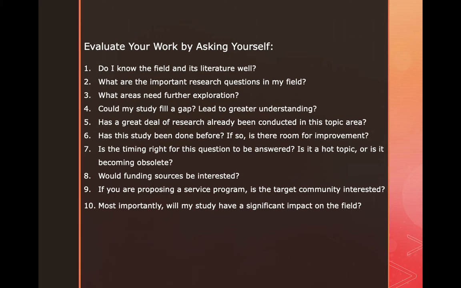And is the timing right for this question to be answered? Is it a hot topic? Is it current? Is it becoming obsolete? Look at those sorts of things. And would funding sources be interested? So you might even apply for a grant to help you with your research. If you're proposing a service program, is the target community interested maybe? So look at some of those issues as well. And number 10, most importantly, will my study have a significant impact? So if it will, then go for it.